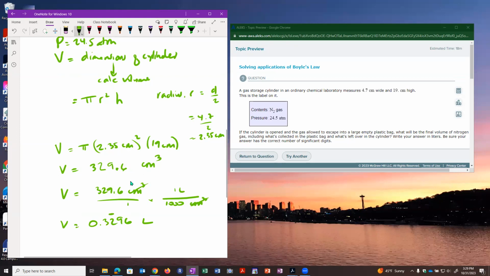So this is my initial volume that I've just calculated. The initial pressure P1 was given as 24.5 atmospheres. So those are our initial conditions.